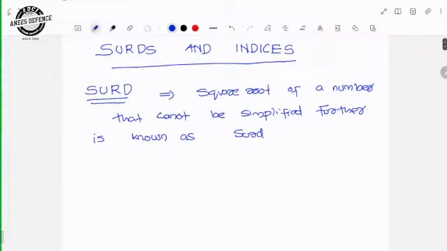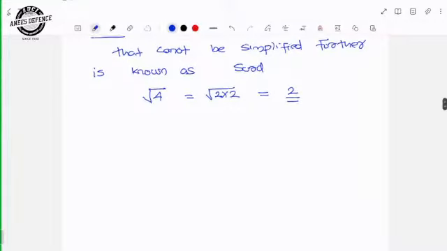For example, root 4. Root 4 can be written as root of 2 into 2. That is equal to 2. So root 4 can be simplified and you can write it as 2. So root 4 is not a surd. But root 2, you cannot simplify this root 2 any further. So root 2 belongs to a surd.